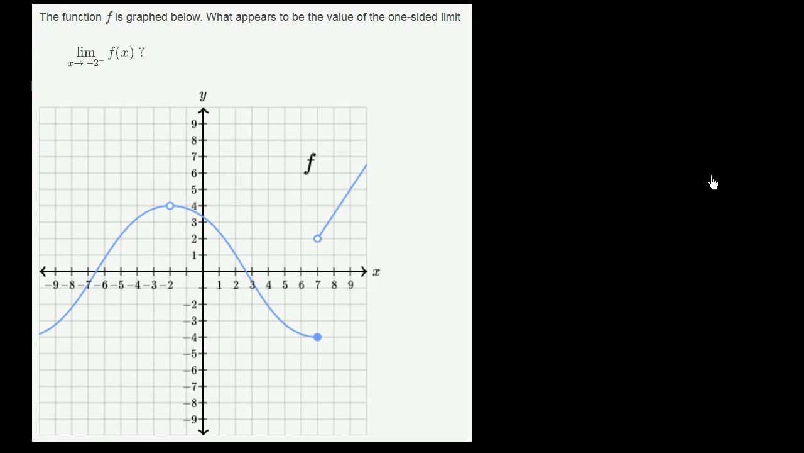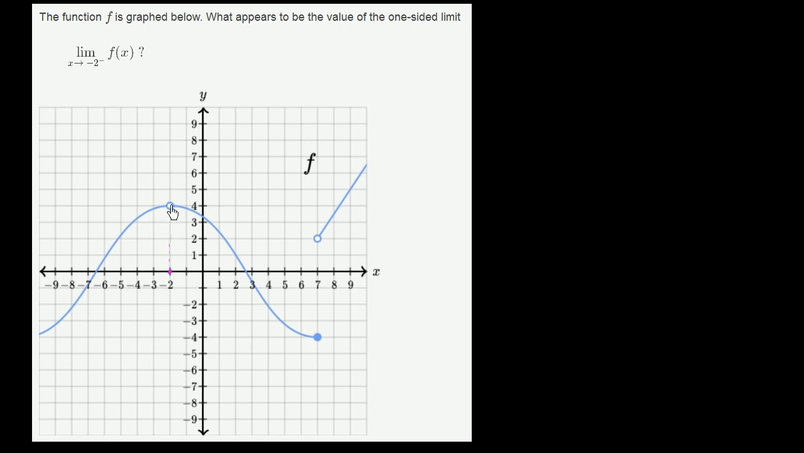And here they're actually asking us a question. The function f is graphed below. What appears to be the value of the one-sided limit? The limit of f of x, this is f of x, as x approaches negative 2 from the negative direction. So we care what happens as x approaches negative 2.